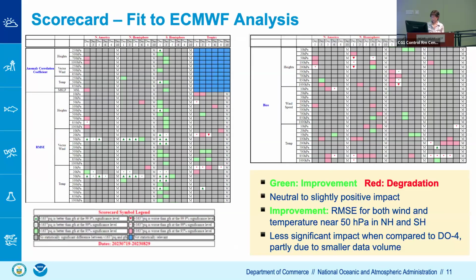And this is the scorecard fit to ECMWF analysis. Overall, the impact is neutral to slightly positive. So you can see in these plots, green means improvement and red means degradation. So improvement was seen in Southern Hemisphere for wind and the temperature for RMSE. And we actually also see impact in Northern Hemisphere as well for wind and the temperature.